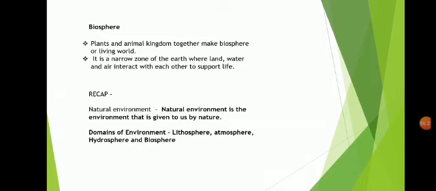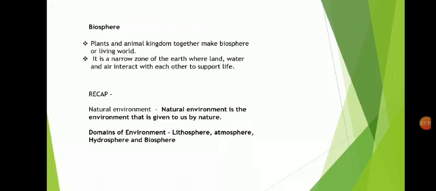Just for example, plants grow on land, right? They get water, they get sunlight. So this is how they interact with each other to support life. Even animals and human beings, we too. We live on land, we use water, we breathe in air. So this is what it is, a zone of the earth where land, water and air interact with each other to support life.